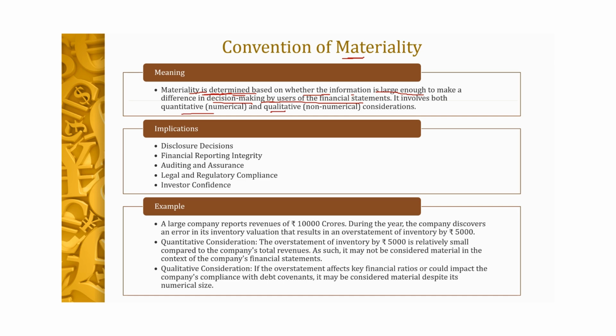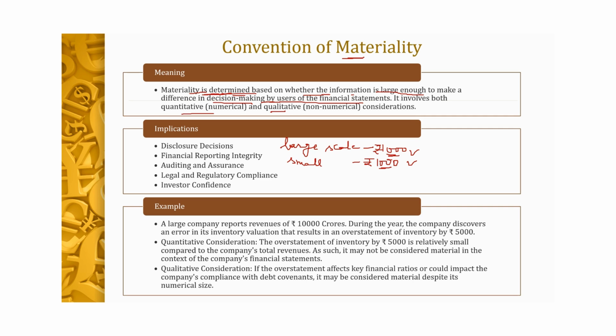Here a little bit of relativity is applied. For example, there is a large scale organization, suppose they have a turnover in crores of rupees. So for them maybe the information related to rupee 1,000 may not be material, but for a very small organization the information related to rupee 1,000 can be material information. So it depends upon whether this particular information is important or not. So convention of materiality basically says that if it is important or relevant information, then it should be disclosed in the financial statements, and if it is not, then it can be presented collectively in your financial statements.